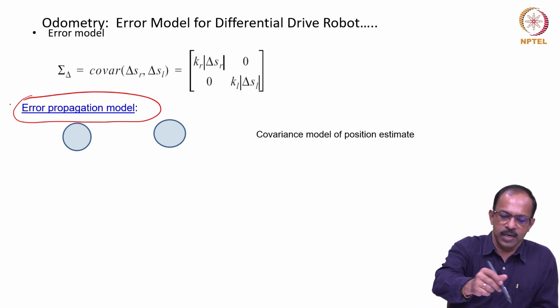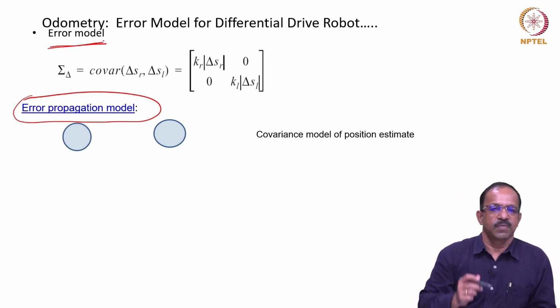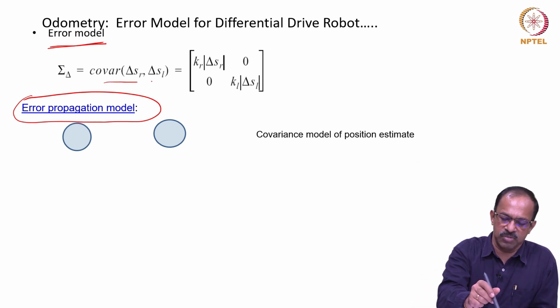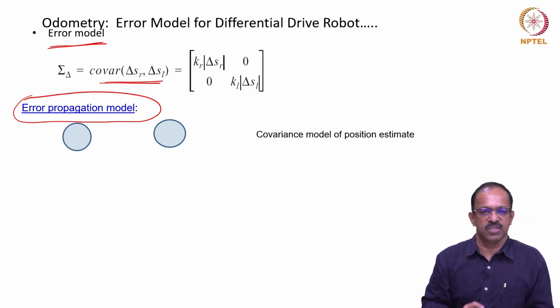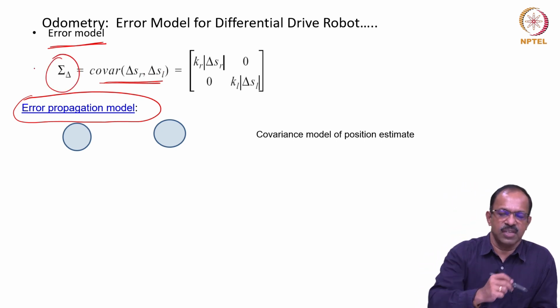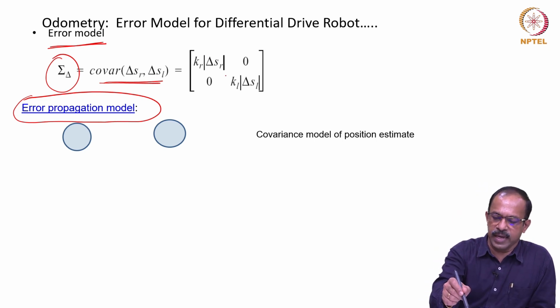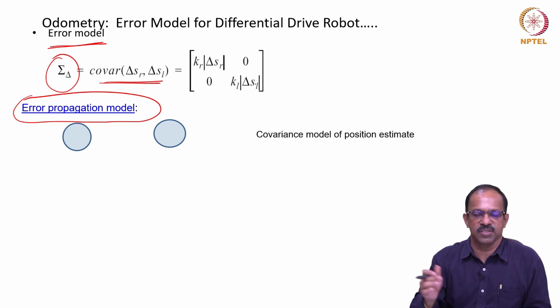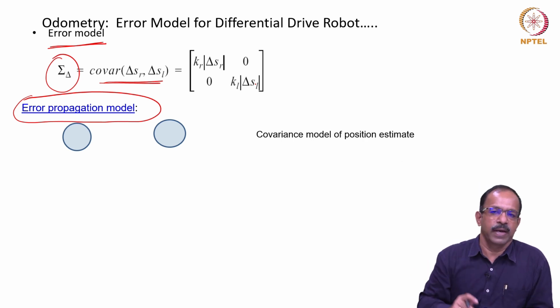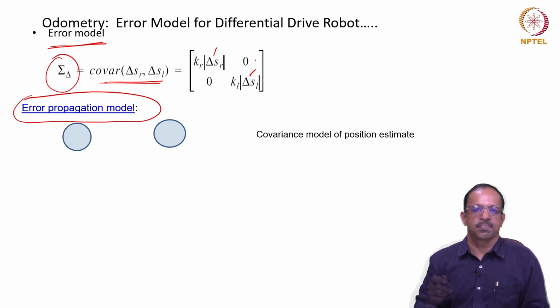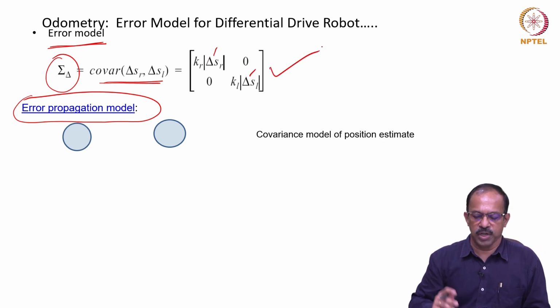For the error model of the sensor, we say that the sensor has an error, and that sensor error can be represented as a covariance of delta SR and delta SL. We assume that the sensor covariance is given as a diagonal matrix with entries KR times the magnitude of delta SR and KL times the magnitude of delta SL, proportional to delta SR and delta SL. We assume that this is known.